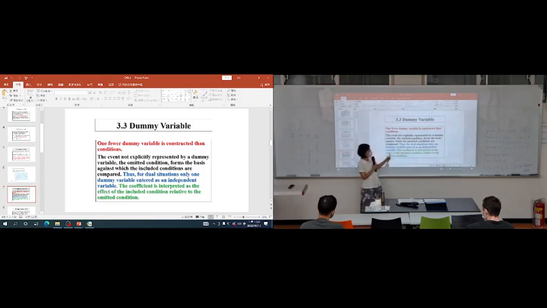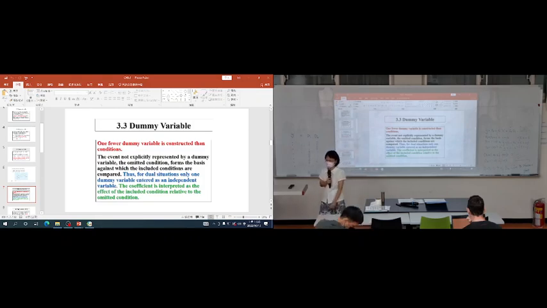So the coefficient is interpreted as the effect of this included condition relative to the omitted one. Therefore, if I use 3 categories, beta 2 is the one with PhD degrees. Beta 2 is interpreted as the effect of a PhD degree relative to a bachelor degree, and beta 3 is the effect of a master degree relative to a bachelor degree.